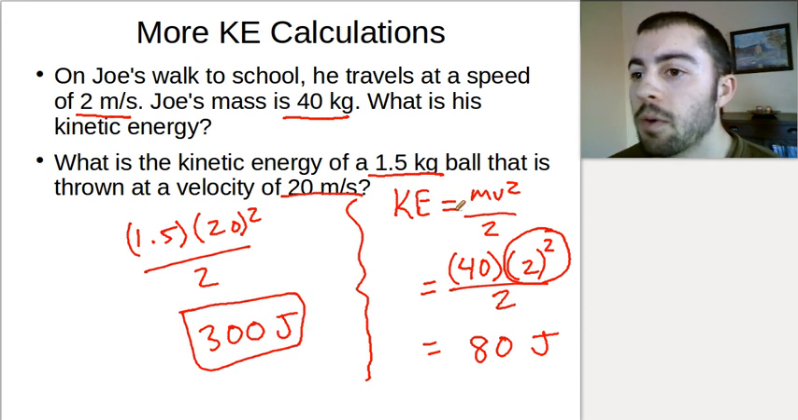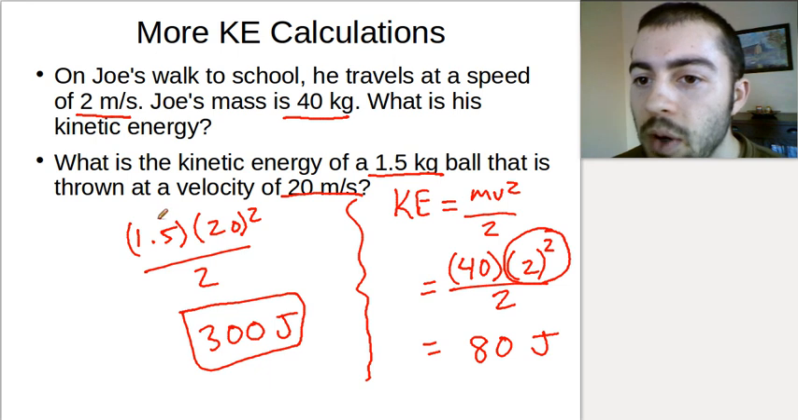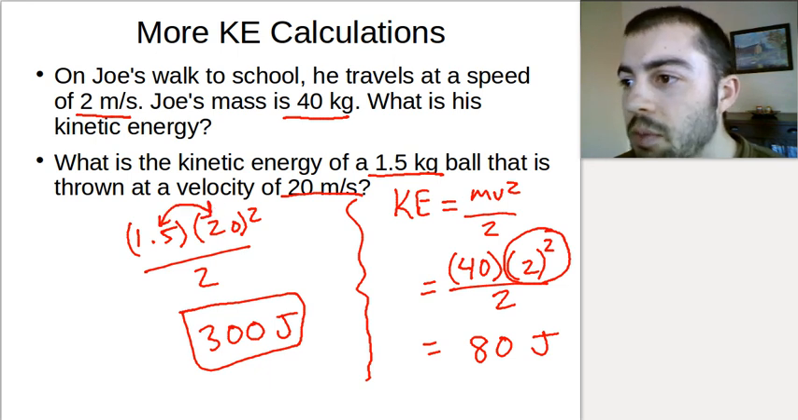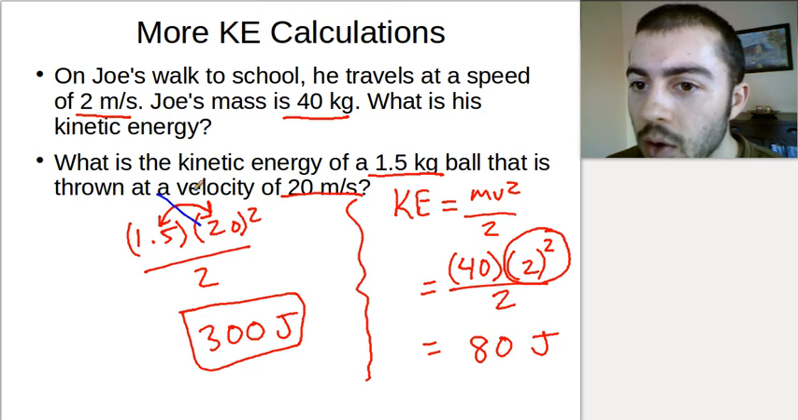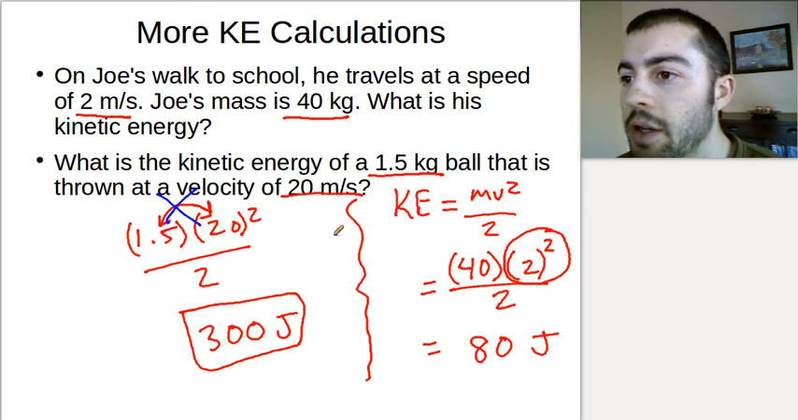So the kinetic energy formula, it's not too different from any of the formulas we've seen so far this year. The only big difference here is we're using an exponent. So the biggest key with the kinetic energy formula is to make sure that you do the exponents first before you do any multiplication or division. If you try, in the case of this problem, if you try and multiply 1.5 and 20 first, it's going to be wrong. It does not follow order of operations. All right, so we need to do the exponents first and then multiply and divide afterwards.